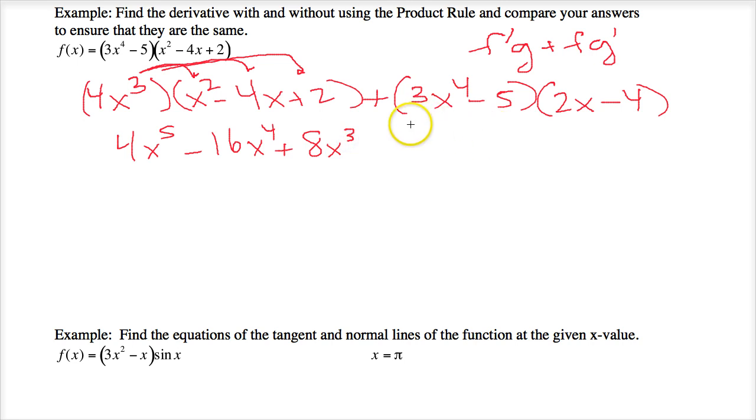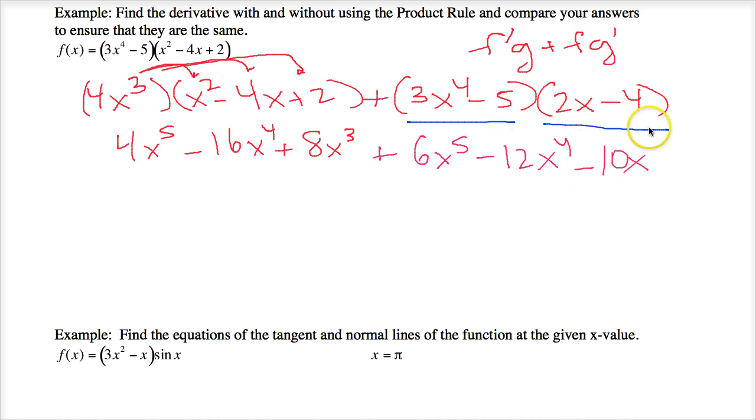Over here, I have 2 parentheses. I have this times this. So that tells me I can't just distribute, I'm going to have to do FOIL. So 3x to the 4th times 2x, that's 6x to the 5th. 3x to the 4th times minus 4, that's minus 12x to the 4th. Minus 5 times 2x is minus 10x. And minus 5 times minus 4 is plus 20.